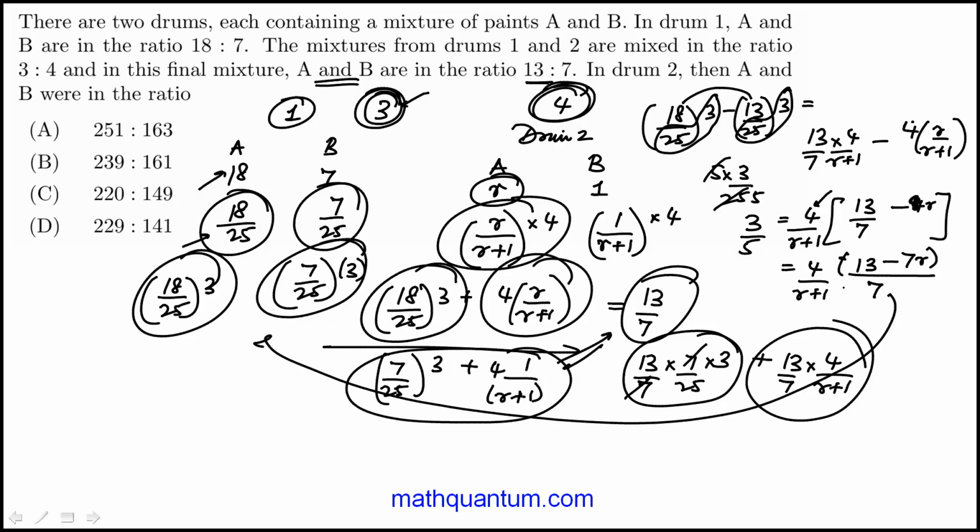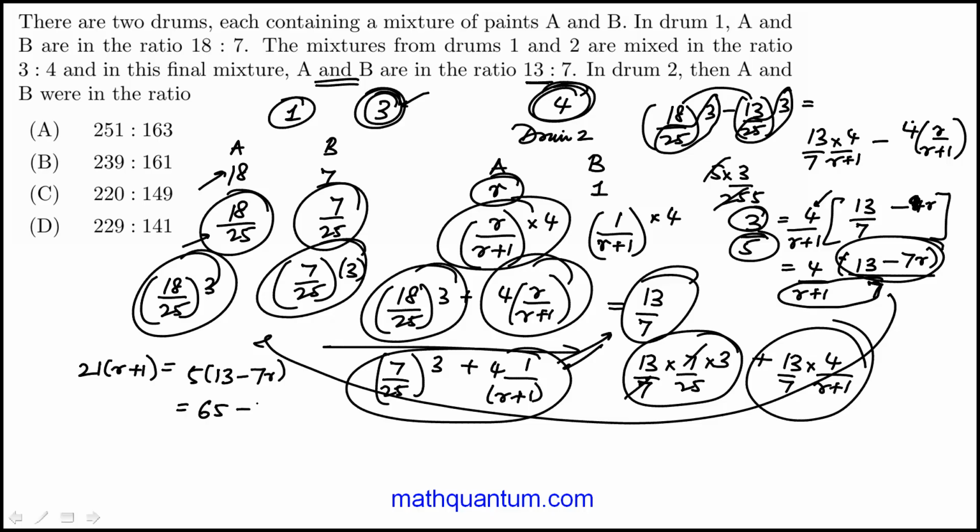At this stage, I'll have to cross multiply. So that's 21 times R plus 1, and then 5 times that. Let me write down the intermediate step. I don't know if there's any easier way to do it. Let me see. I think, okay, that's 5 times 4. Yeah, I'm forgetting the 4 here. So there's a 4 here, so it's 20.